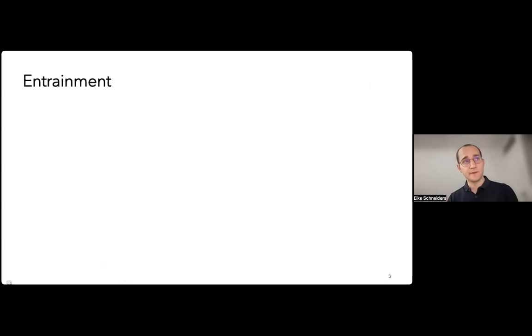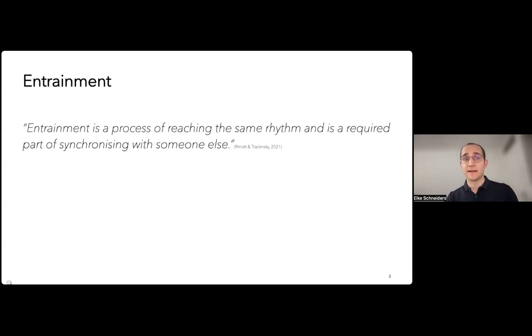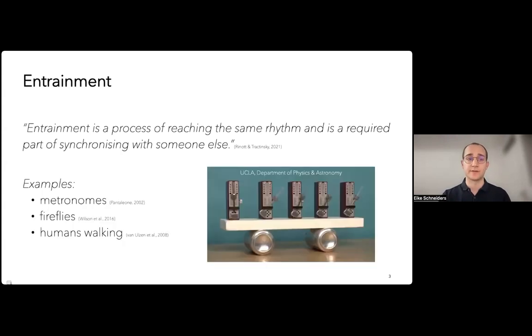So, with a paper title starting with Understanding Entrainment, it seems like an obvious first question. What is entrainment? Renaud and Traktinsky define it as a process of reaching the same rhythm and is a required part of synchronizing with someone else. So in its essence, entrainment is a process. And the result of that process is that agents or systems move in sync. And what makes this process so interesting is that it already happens seamlessly all around us.